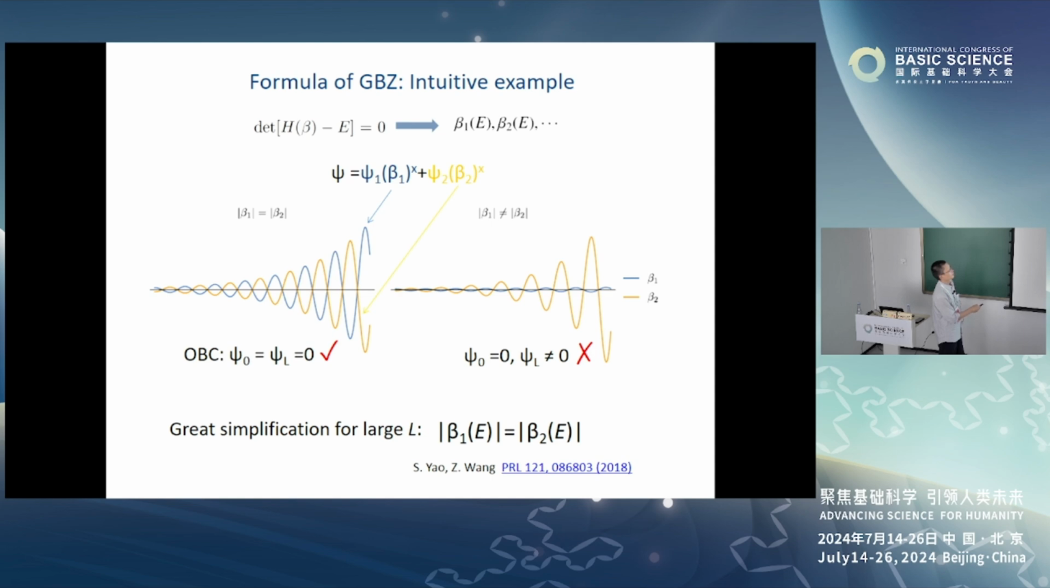But if the moduli of these two roots are different, then the growth rates of the beta 1 and beta 2 components are very different. Then if the chain is very long, one component would be much smaller than the other one. Then these two cannot cancel each other, which means that such a superposition cannot be an eigenstate. So from this simple argument, we see that in the thermodynamic limit, we should require the moduli of the two roots of the characteristic equation to be equal. So this is the equation of the generalized Brillouin zone.